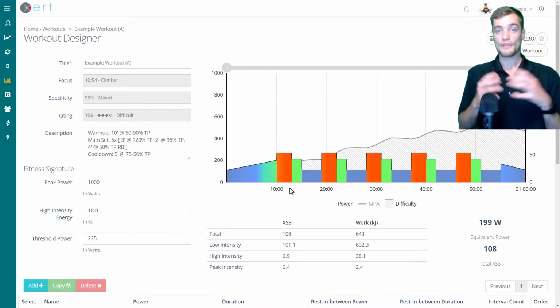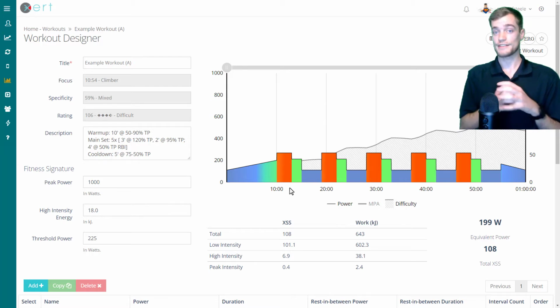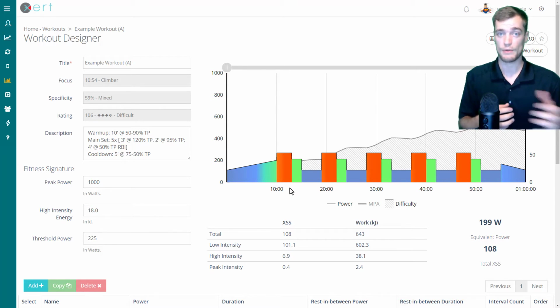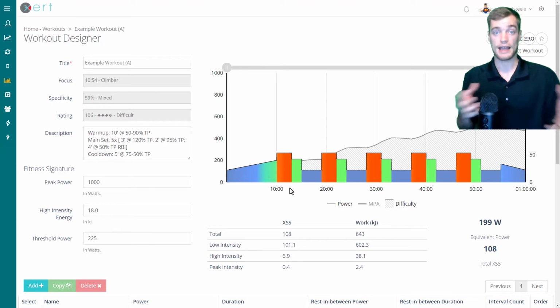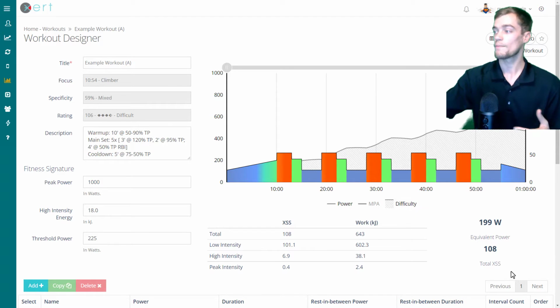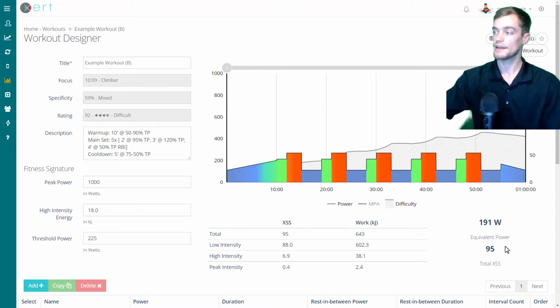Now, these 2 workouts have the exact same average power. If you were to analyze them in another system, they would have the same time in zones. The total work between these two workouts is exactly the same. I haven't adjusted the percentages or anything, but what I want you to notice now is that example workout A shows that it is calculated for 108 XSS, and example workout B is calculated for 95 XSS.